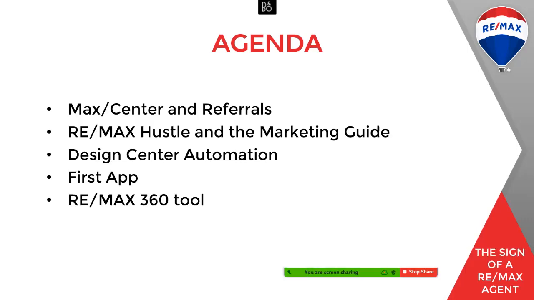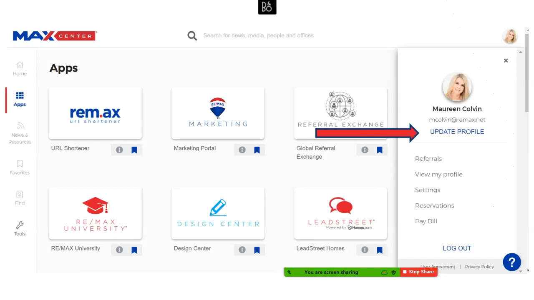So here I am in my MAX Center account. If you're not in yours, what you need to know is that you use your remax.net credentials to sign in. In my case, it's mcolvin at remax.net. That would be my sign-in username. You probably have your own password. Once you sign in, make sure you save it so you don't have to continually go back to do it.